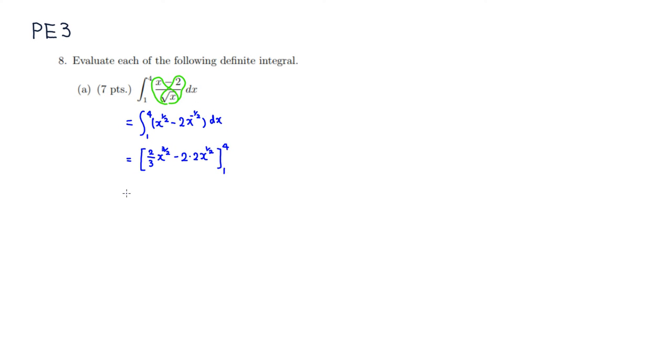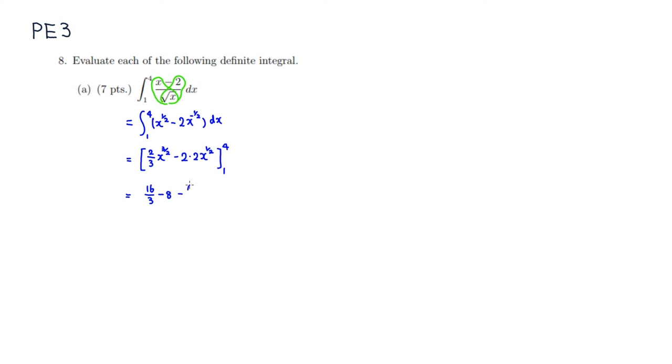Then plug in 4. 4 to the 3/2 power: first I do the 1/2 power, which gives you 2, and then cube that, so that would be 8. So 4 to the 3/2 power is 8, and 8 times 2/3 is 16 over 3. And here, if you plug in 4, square root of 4 is 2. So it's going to be negative 2 times 2 times 2, so minus 8.